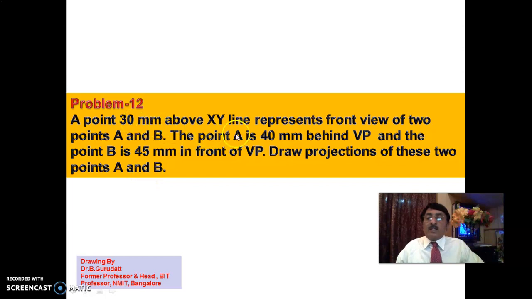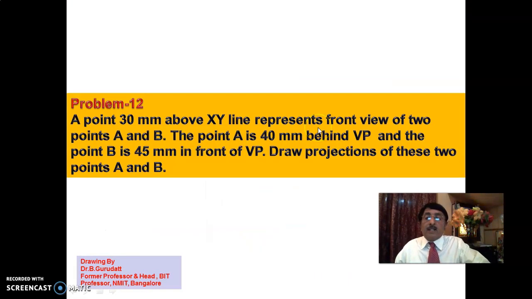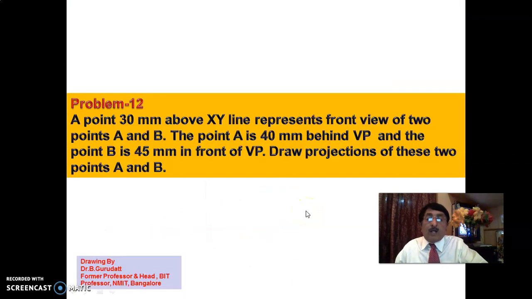What you should understand is a point 30 mm above XY line represents the frontier of 2 points. Please understand, it means the above HP distance of both the points are same. Only if they are one behind the other, then the frontier will be common. If you look from here, frontier will be common if the points are one behind the other.